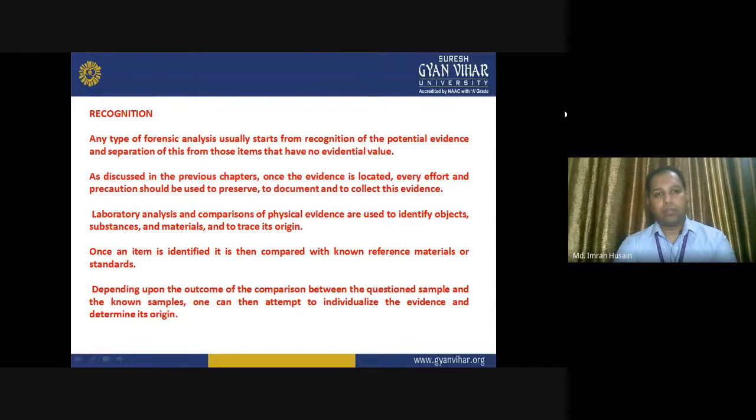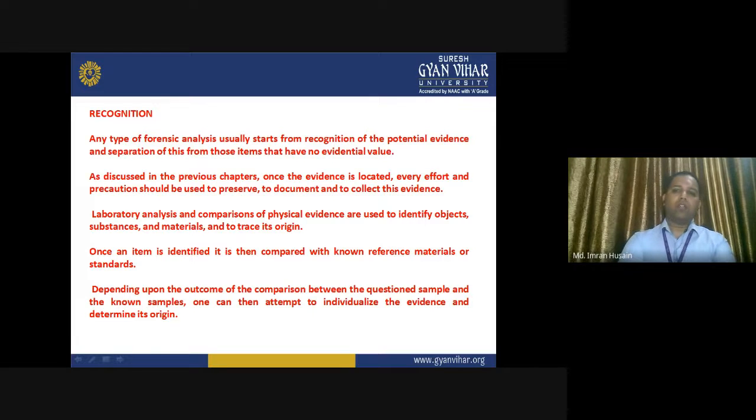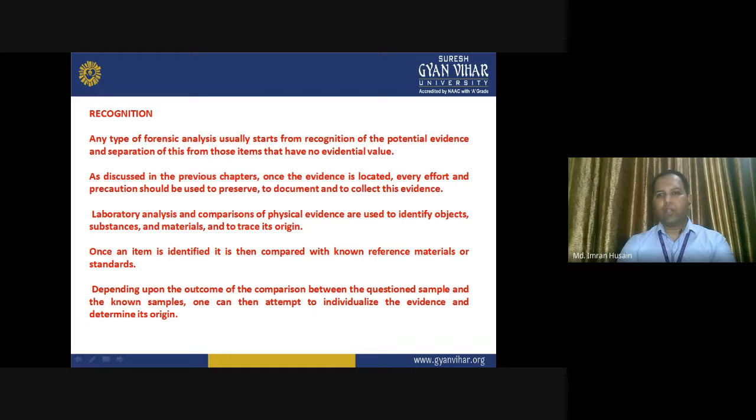Now, recognition. Any type of forensic analysis usually starts from recognition of potential evidence. You must recognize the potential evidence and the essential details involved in it, and separate it from those items that have no evidential value. Any common object with no forensic value should be discarded. Only the things that have very good evidence value and forensic value should be saved at the crime scene.